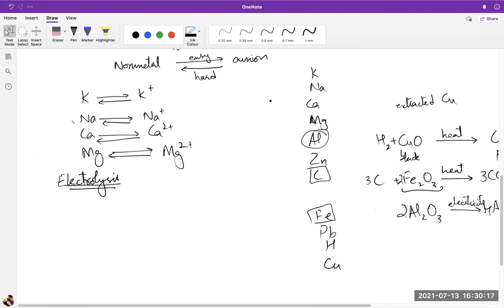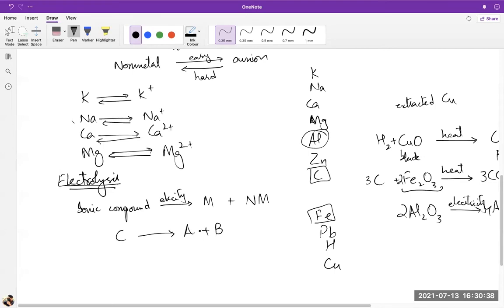So you have an ionic compound. You give it electricity. Now it's separated into a positive thing, a metal, and a negative thing, a non-metal, or whatever it was made of. So a compound, let's call it C, breaks down and forms A and B, which are two different things, using electricity. That is called electrolysis.